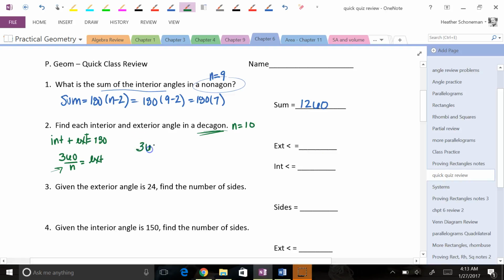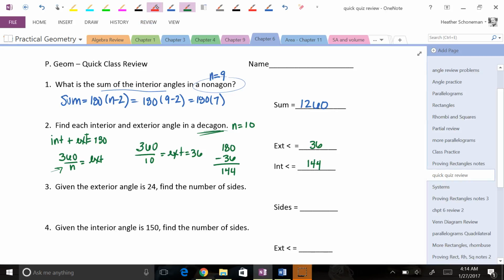So I'm going to take 360 divided by 10, and that will give me the exterior angle, which is 36. Now that I know the exterior angle, I can find the interior. I'm going to do 180 minus 36, which is 144.